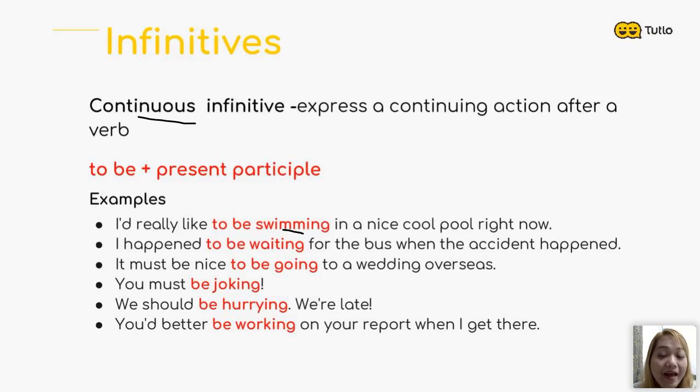And then still, we are going to follow the rule that if it is with a modal verb, it must be zero infinitive. You don't need the word to. But still, we are going to follow the verb to be and the present participle of the verb. Very good? Okay.